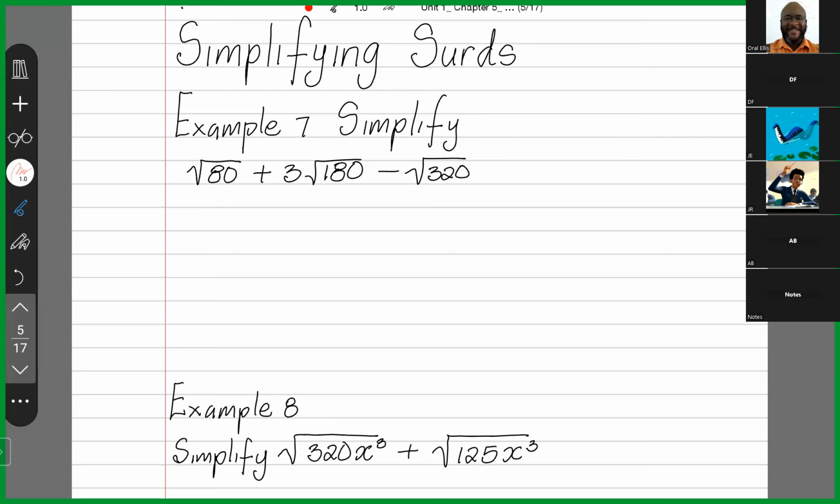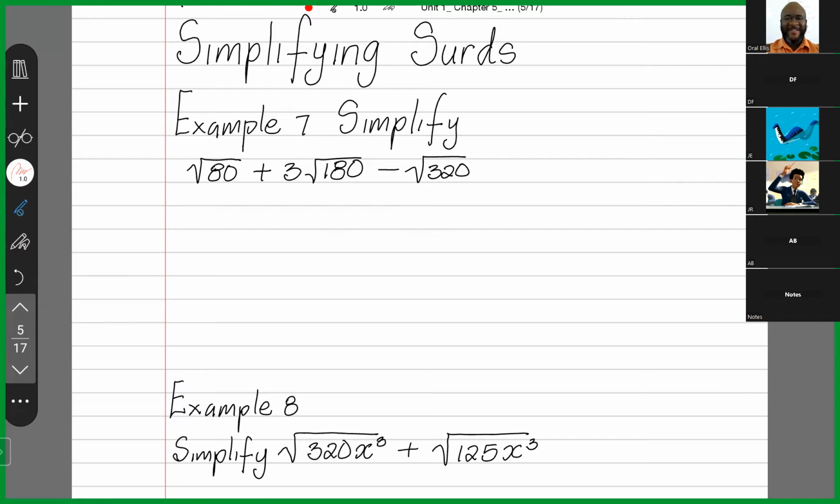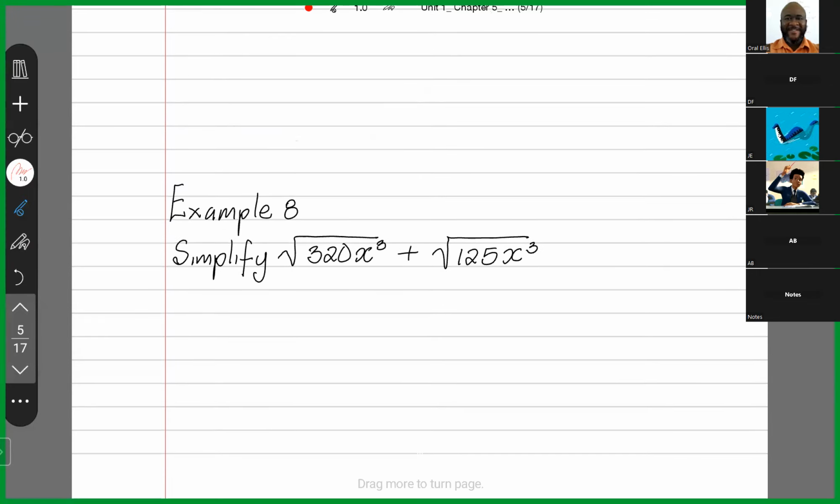All right, so next we're moving on to simplifying surds. So what I'm going to do is I'm going to do example 8, then I'm going to ask you to come back and look at example 7. Now, in example 8, we're asked to simplify the root of 320. Now, 320 is the same as saying 80 times 4. 80 is the same as saying 16 times 5.